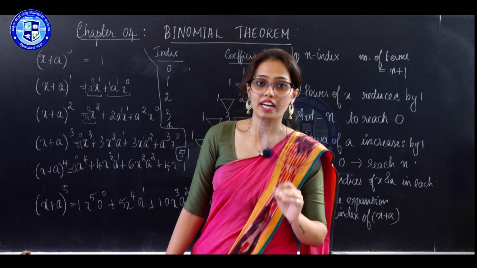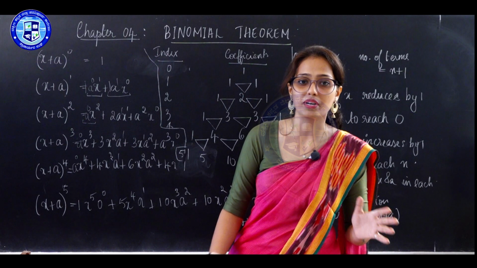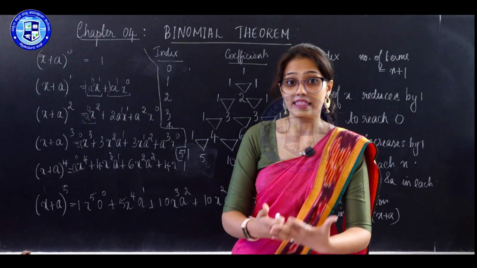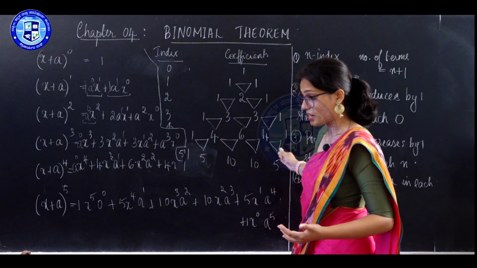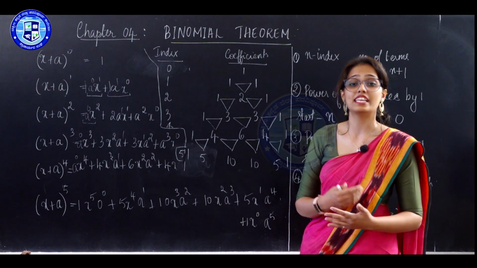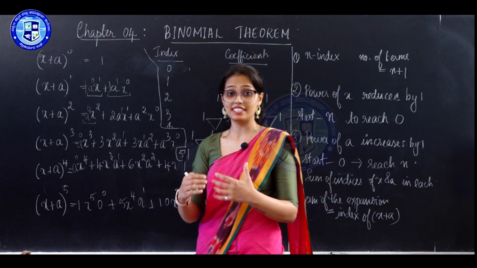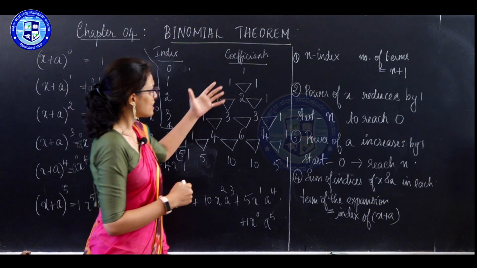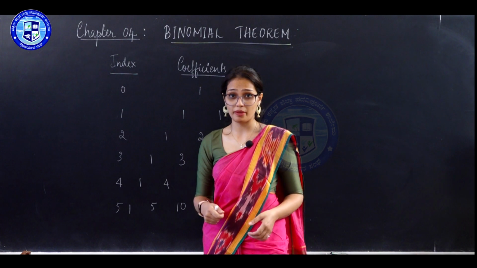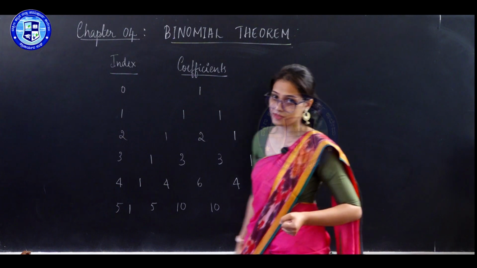What happens if I increase the value of n to some bigger number? Say if I give you x plus a to the power 20 or x plus a to the power 50, x plus a to the power 90. Then drawing this pattern and writing the expansion becomes again a very lengthy process. And therefore, we make use of the concepts that we have studied in our previous chapters and try to simplify this. Let us make use of the concepts from the chapter combinations and permutations to get these numbers.